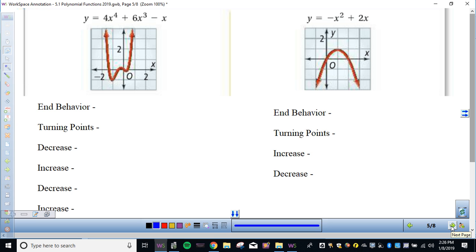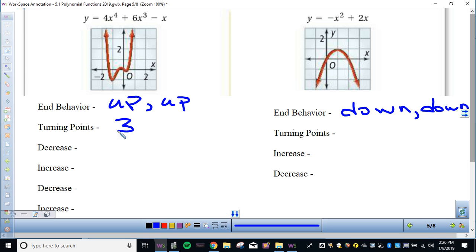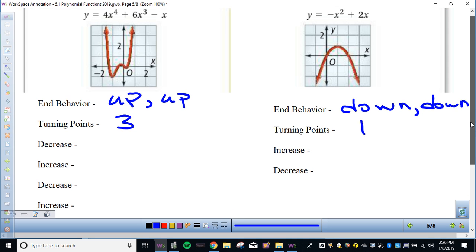Turning points for the first one, x to the fourth is the highest degree, so you know there are going to be 3 turning points. Number of turning points is always 1 less than the highest degree. That's why the second one only has 1 turning point. So end behavior on the first is up, up. Second one, down, down. Turning points for the first one is 3. Second one is 1. And now we will talk about the intervals.